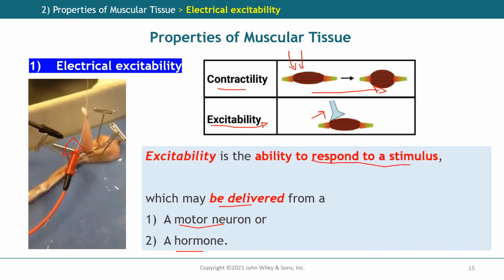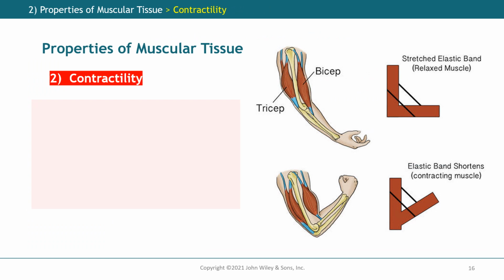The second property of the muscular tissue is contractility. And here I show you in these two schematics the process of contraction of the bicep. Here, you see the muscle is very long, and in the second stage, it got shortened. So it needs force to make this movement and make all these cells very short.